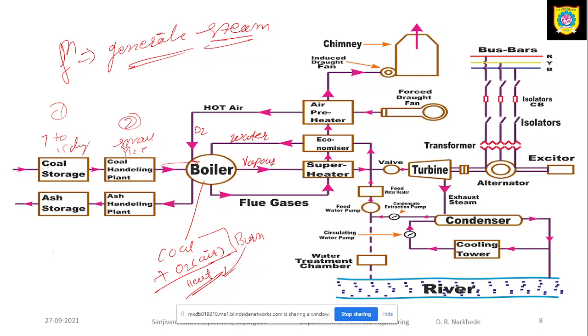Now there is a difference between vapor and steam. Vapor has a large moisture content, and I don't require moisture inside the steam. So when I remove the moisture from the vapor, that becomes steam. And this process takes place inside the boiler only.